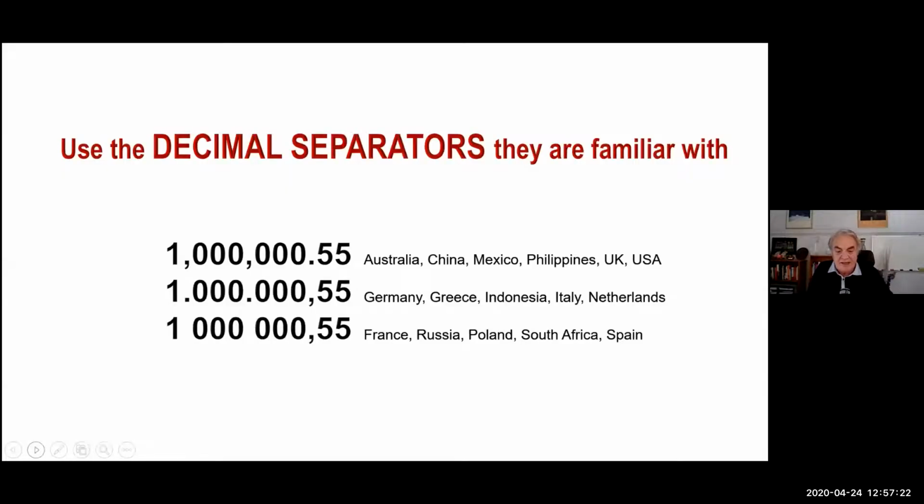Think about decimal separators. Some cultures use commas, some use full stops, some use spaces. You'll even find in one language, for example, Spain and Mexico, both with the same common language, actually use different decimal separators. And so think about the group that you're going to be speaking to and think about what number format they're used to looking at.